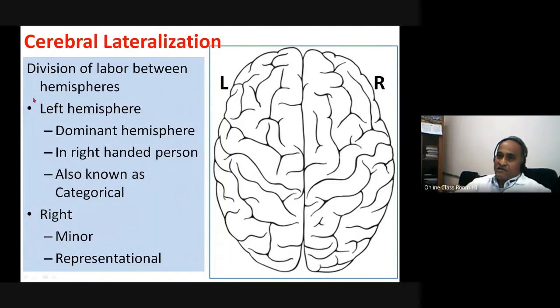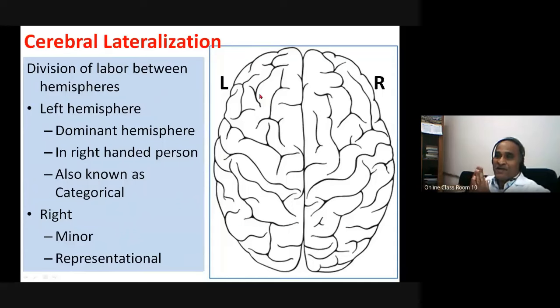This hemisphere, the left hemisphere, is the dominant hemisphere. It is also known as the categorical hemisphere, so that it gives all the categories for this. Or it is also known as the major hemisphere. The major, dominant, or categorical. The right one is the minor, representational, or non-dominant hemisphere. So these are the things.